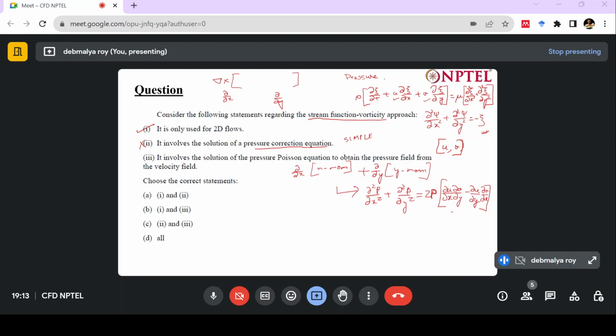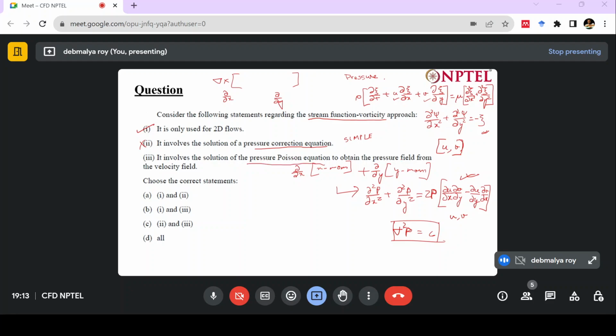Now you can see we already know u and v. So if we know u and v, this part is known. If this part is known, you can see the form is the same as a Cauchy equation, something like this, equal to some constant. This is a Cauchy equation. That is what is referred to as the pressure Cauchy equation.